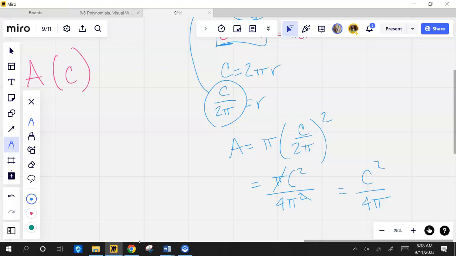Circumference measures the distance around the circle. Area measures how much space is inside. It's the length around the circle. If you took a piece of string and wrapped it around the circle and then measured how long it was, that would be the circumference.